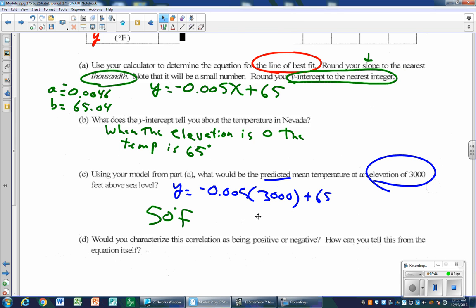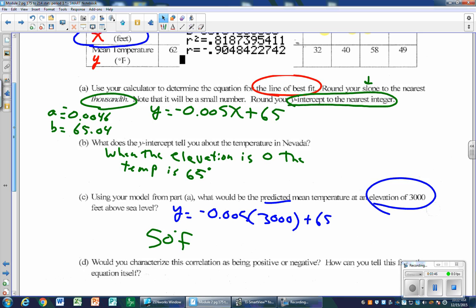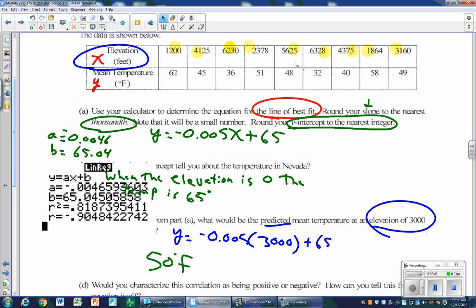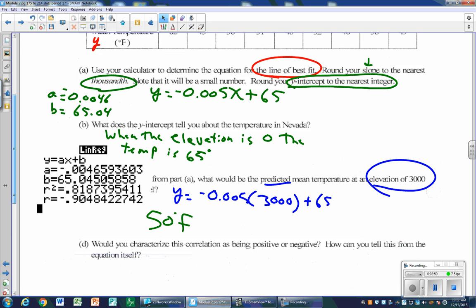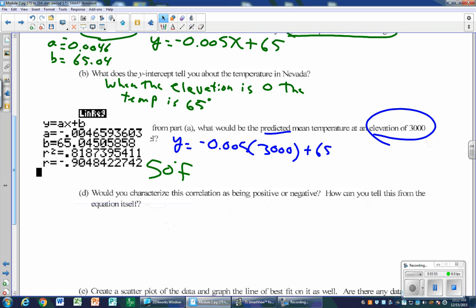What would you characterize this correlation being, positive or negative? Well, I can just grab that from the calculator and see that the correlation, I know exactly what the correlation is. It's negative. It's the R number.